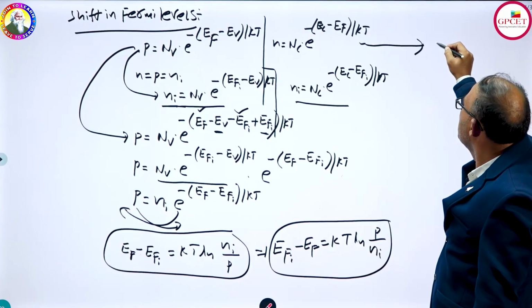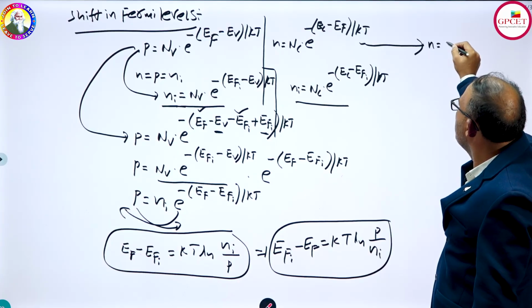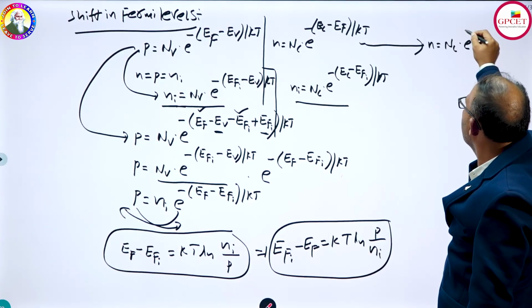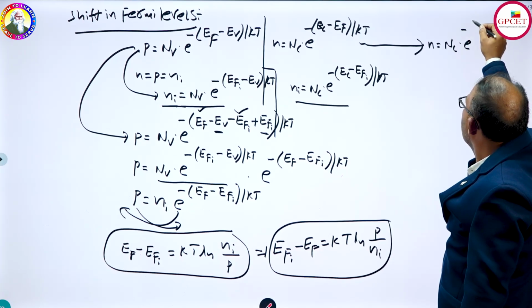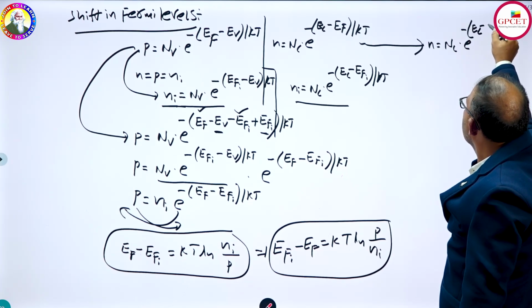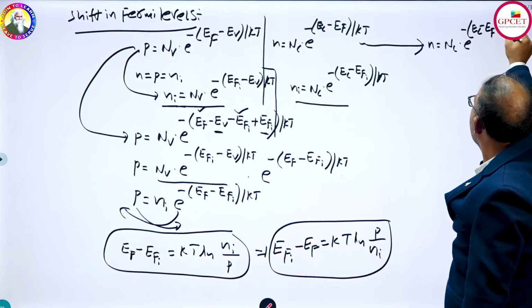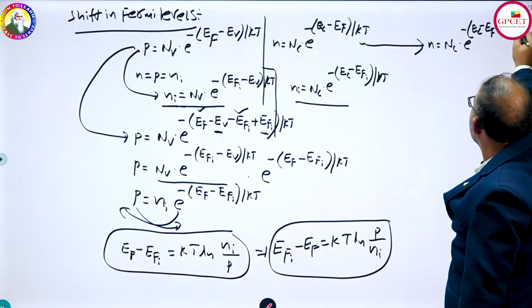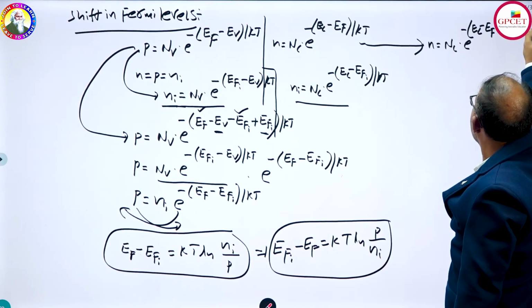So from this equation, I have N is equal to Nc into e power minus of Ec minus Ef. I am adding and subtracting EFI in the exponent, divided by KT.